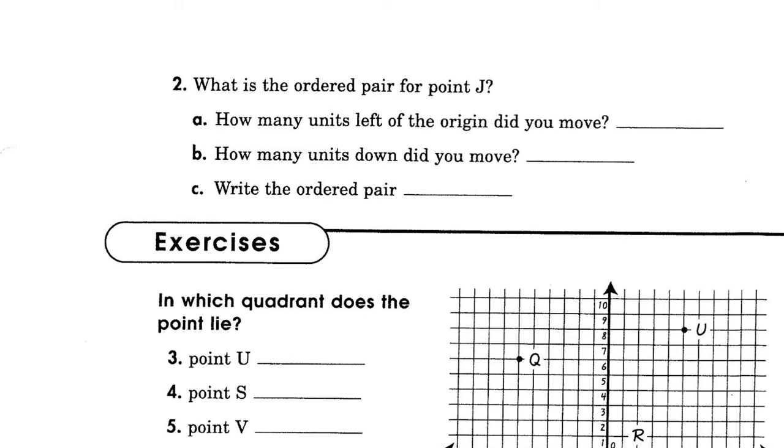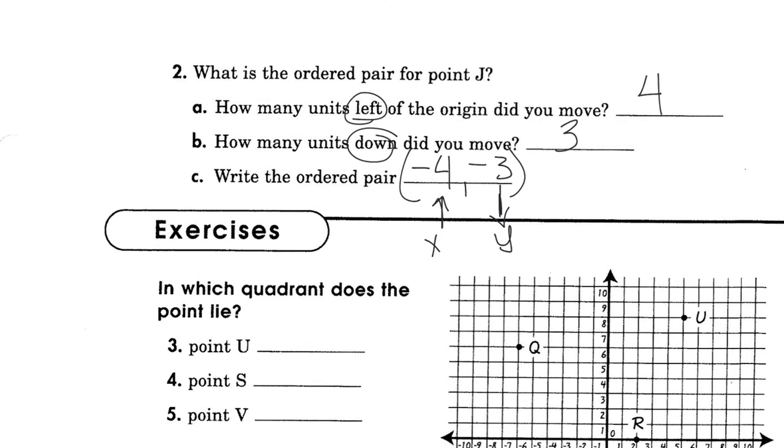To do problem number 2, you're going to be looking back at that coordinate plane on the first page. And it says, what is the ordered pair for point J? It says, how many units to the left of the origin did you move? Well, we moved 4 units. How many units down did you move? So we moved 3. Since we went left and down, those are negative numbers. So I'm going to put negative 4, negative 3. Now, you always move on the x-axis first. That's the first number, x-axis. The second number is always the y-axis.